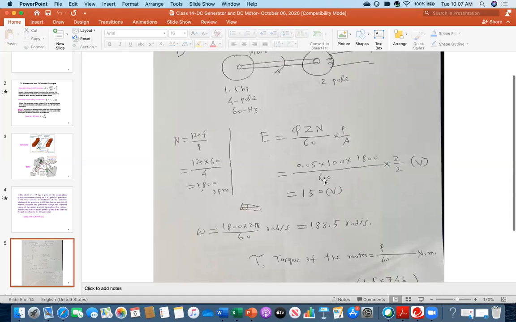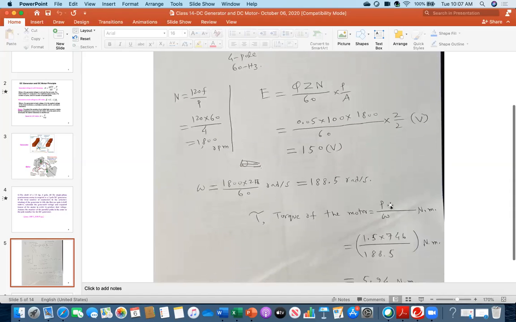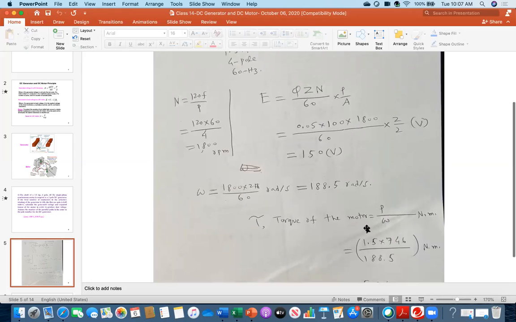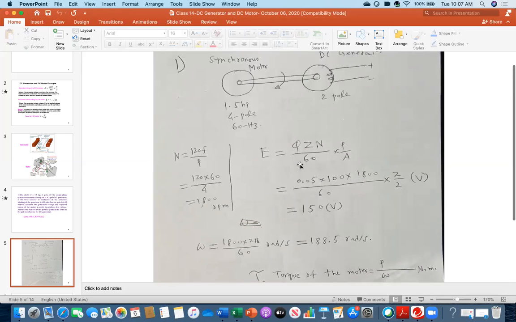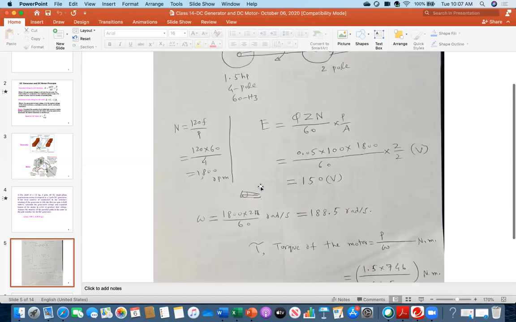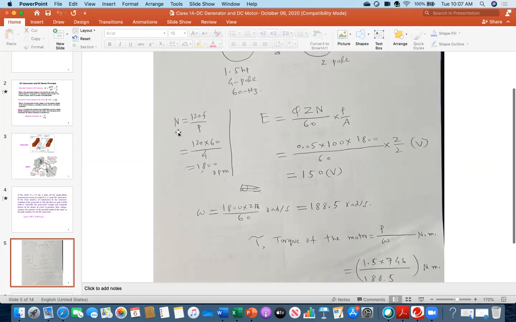So that's why, because P is in watt, I am converting that HP value into watt by multiplying by 746. And in the denominator, it will be speed in radian per second, which is omega. Again, that omega is for that motor or for the generator. So we have already calculated speed in RPM.